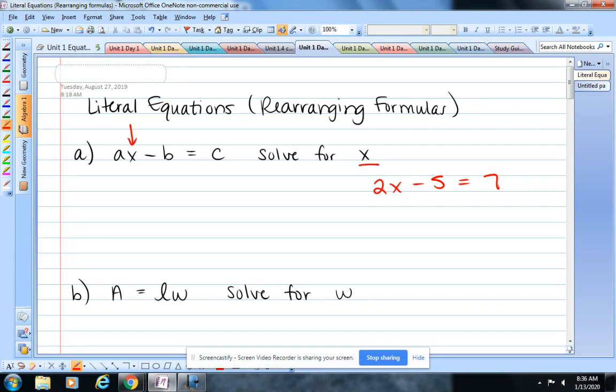Add b. So yeah, if all the variables confuse you, write yourself one with numbers except for that variable and see what you would do first there. Okay? So we're going to add b to both sides.